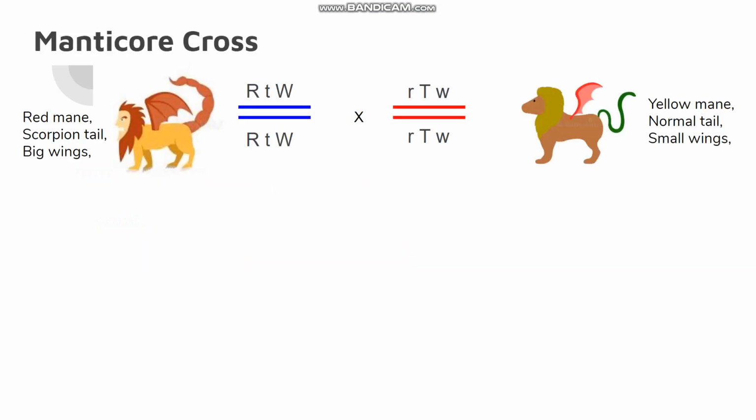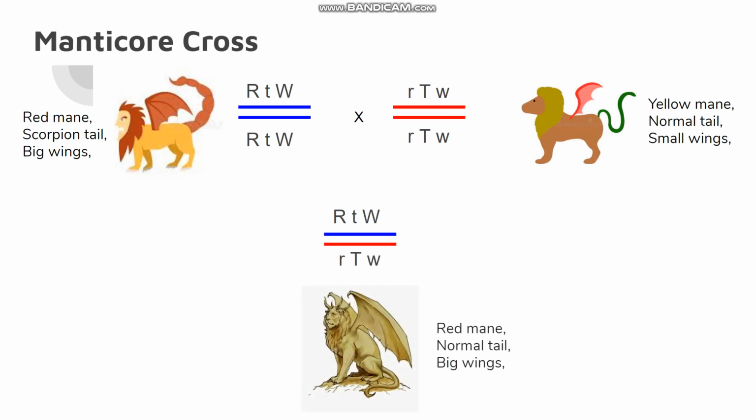Let's say that a manticore with a red mane, scorpion tail, and big wings mates with a manticore with a yellow mane, normal tail, and small wings. It will produce an F1 offspring with these chromosomes. This manticore will have a red mane, normal tail, and big wings.